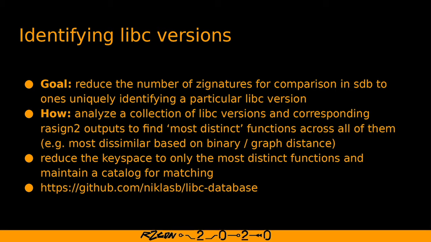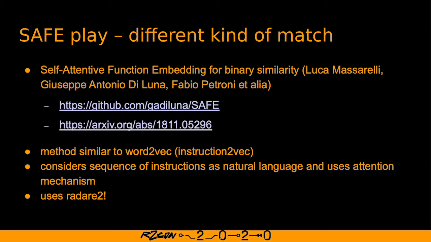The repository I linked to allows you to get individual libc versions using a helper script. So if you're interested, you can do that and look at rsi2 outputs to work with a similar comparison. I also wanted to reach into my toolbox and see if there was anything else I could use that would allow me to compare two functions.